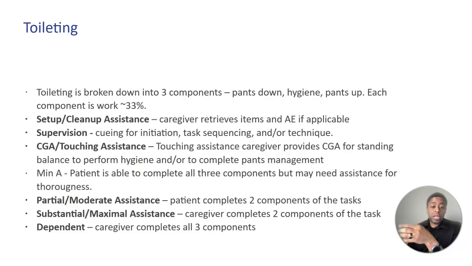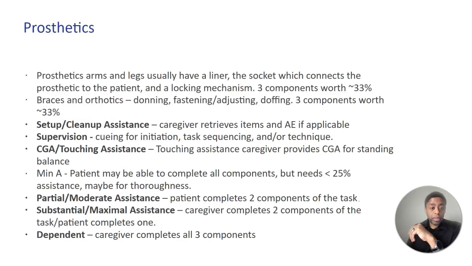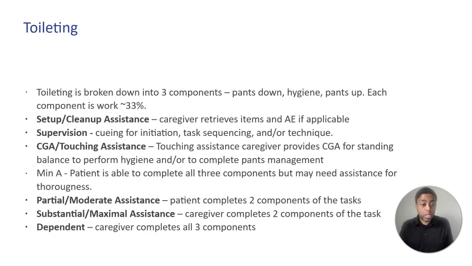So min assist essentially is that the person is able to complete all 3, but they need a little bit of assistance from a thoroughness standpoint, maybe from the hygiene perspective. Mod assist essentially means that the person is able to complete 2 out of the 3 components. Max assist, the person is able to complete 1 out of the 3. Caregiver completes the other 2, and then dependent is that the caregiver completes all 3. From a prosthetic standpoint, it's also a 33% rule, same as the toileting rule here.